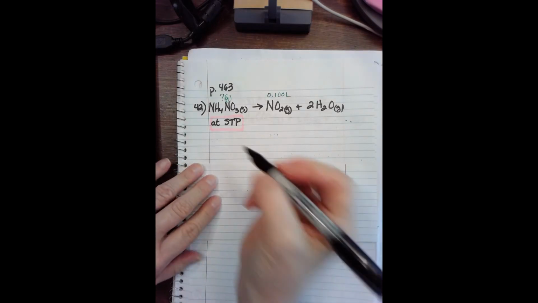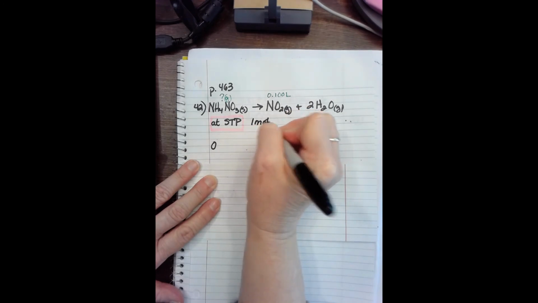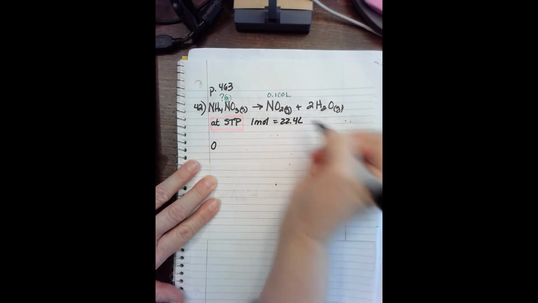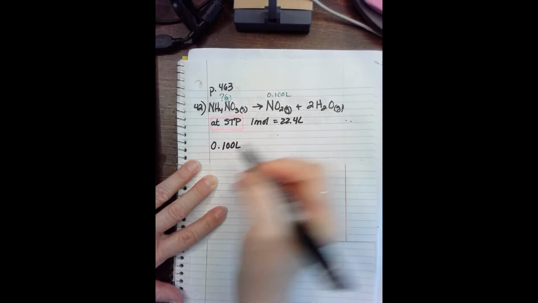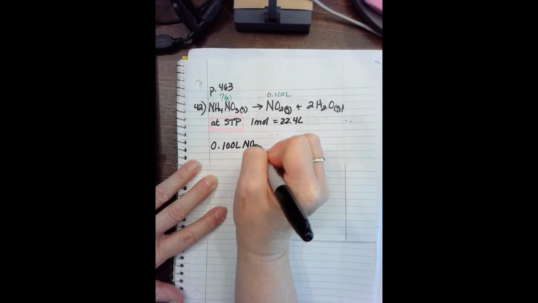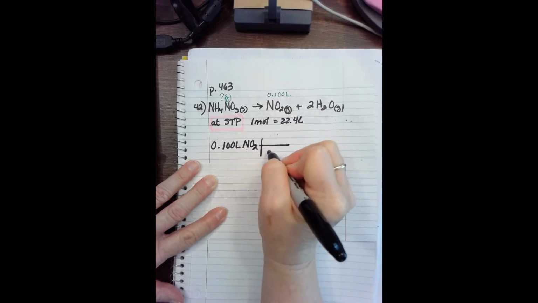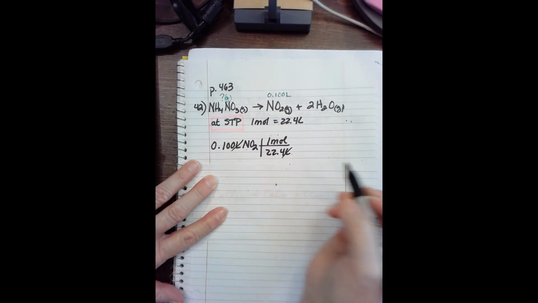Well, we're going to start with just the same kind of idea that we used in the last problem, which is because it's at STP, we know that 1 mole equals 22.4 liters. So we're going to be able to use that piece of information. So 0.100 liters of NO2, all right? And this 1 mole would take up 22.4 liters, because we're at STP, all right? So let's get that answer right there. So that would be 0.1 divided by 22.4.